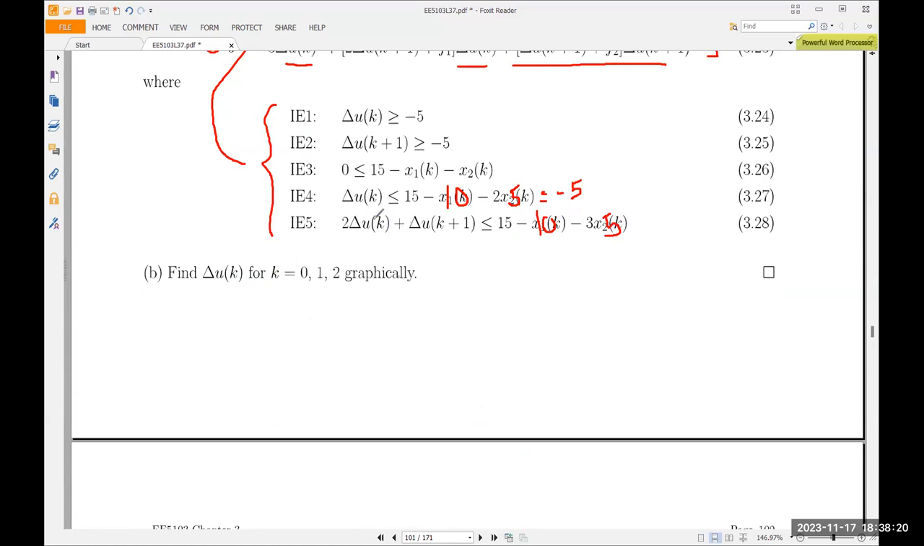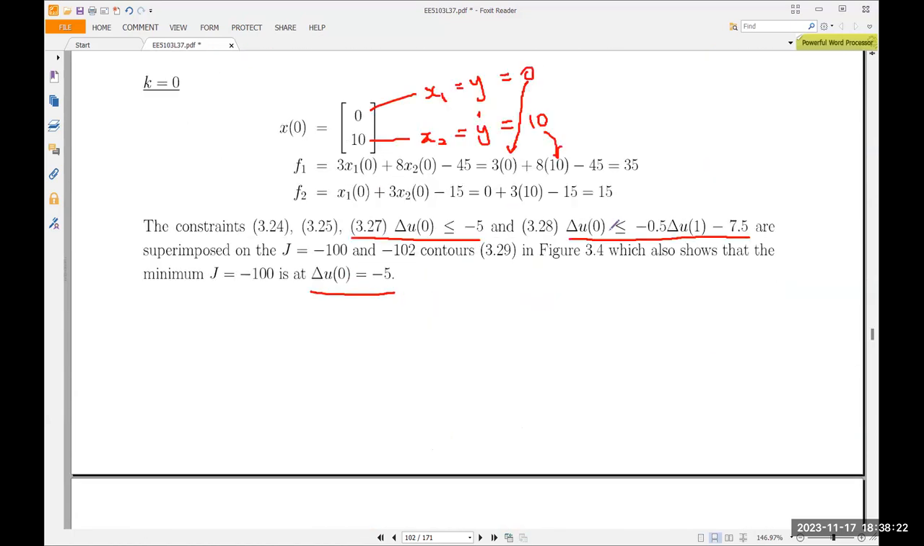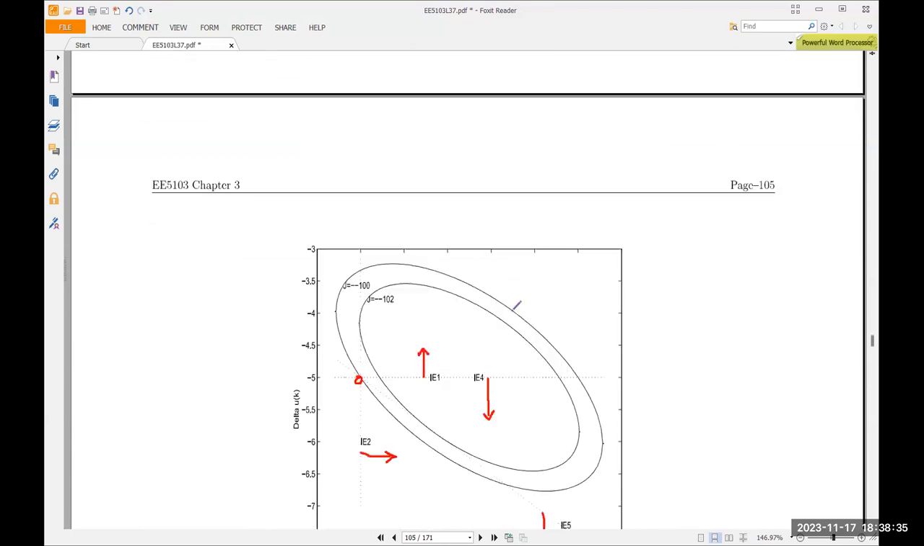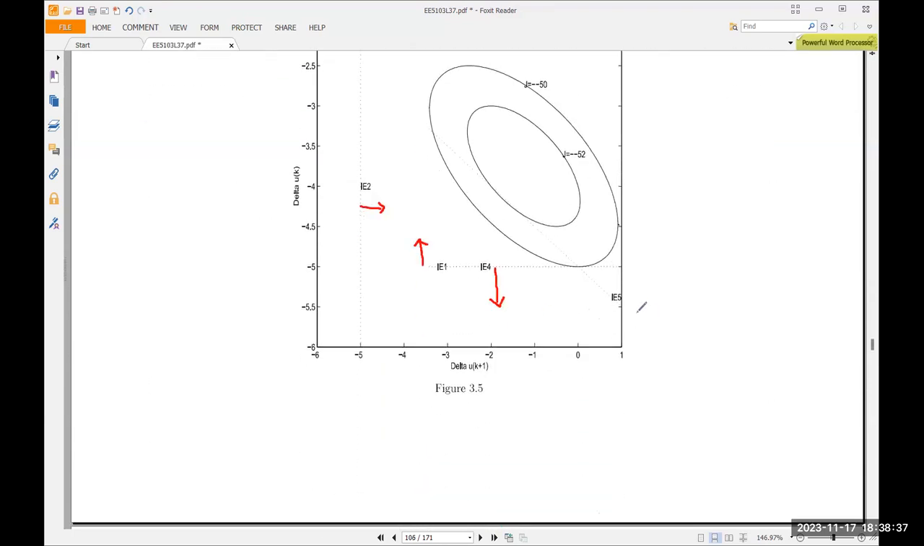All right, you bring this over, it will give you this equation. It will give you this equation. And with this equation, you go and draw IE5. And IE5 says that it must be less. So in the end, you have only one solution that satisfies all the inequalities, is this point here.